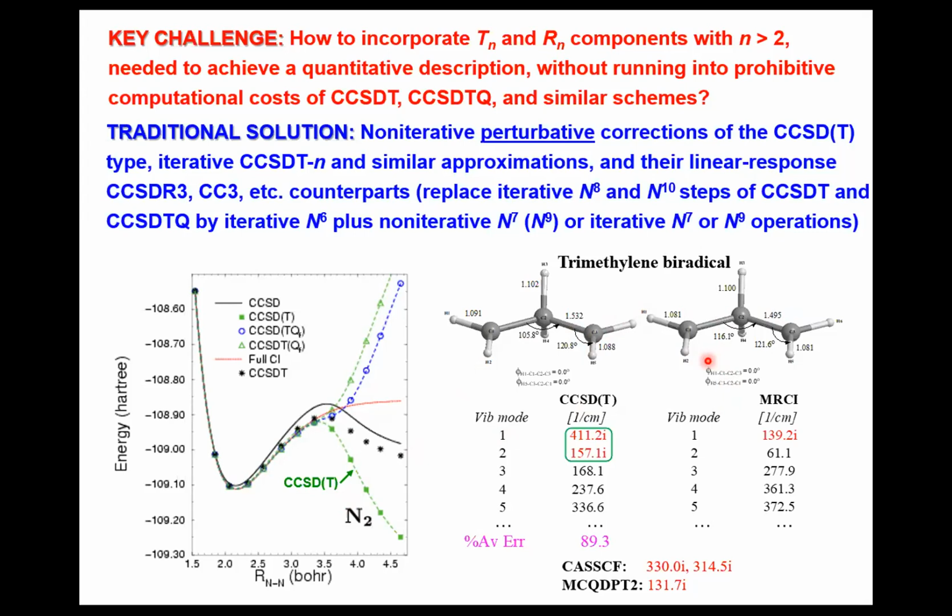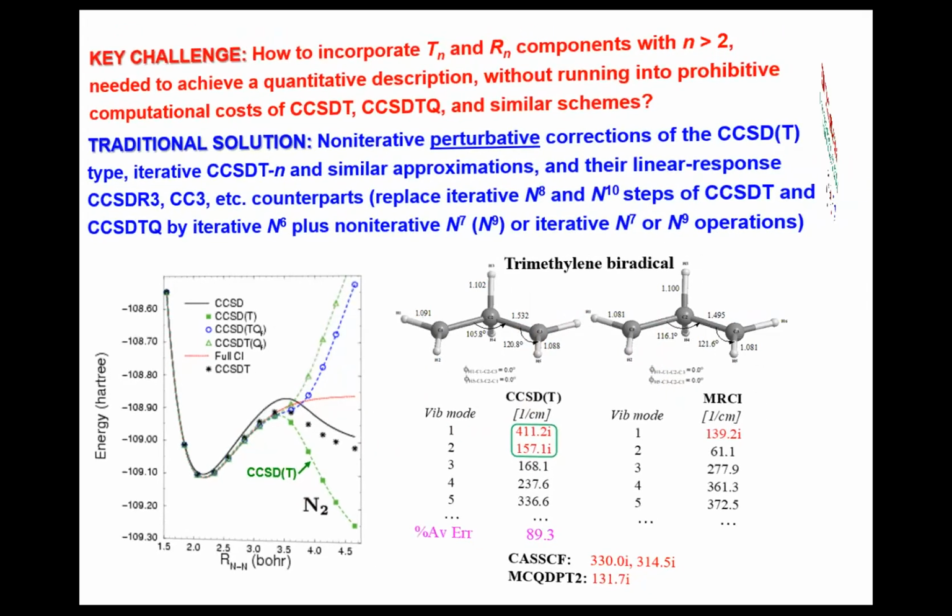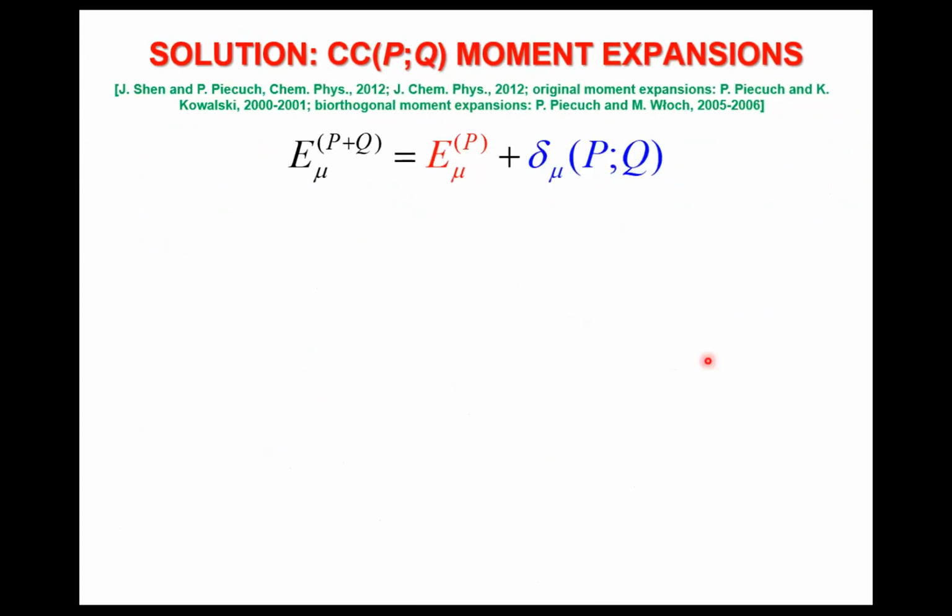And this problem can be attacked in multiple ways. I will focus on one specific way today, namely the idea of moment expansions. And I'll talk about the so-called CCPQ moment expansions to be more specific. So what are these moment expansions? These are methods which are essentially based on a straightforward idea of correcting the lower order coupled-cluster calculations for the higher many-electron correlation effects.